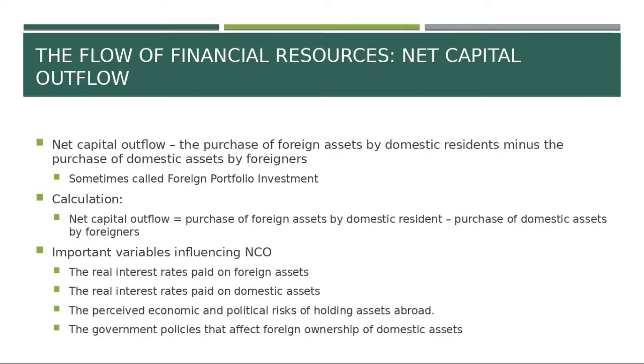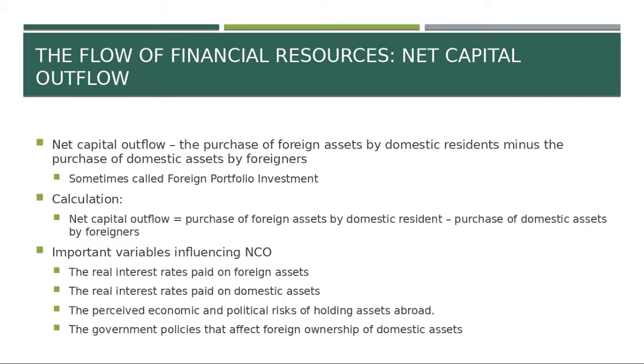But because we also have goods flowing, that also means we have the flow of financial resources, and we call this net capital outflow. Net capital outflow is the purchase of foreign assets by domestic residents minus the purchase of domestic assets by foreigners. Sometimes we call this foreign portfolio investment. So basically, when an American firm decides to buy a Japanese bond, they are having a net capital outflow of money towards Japan.